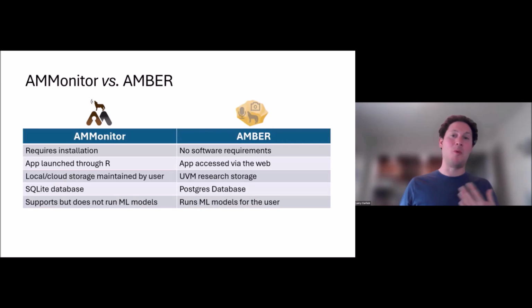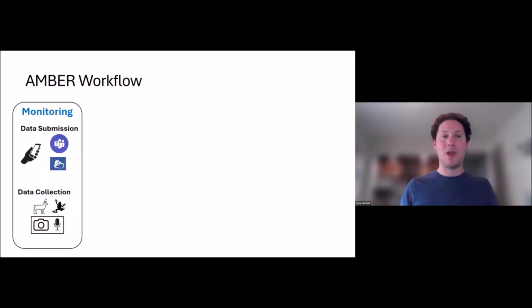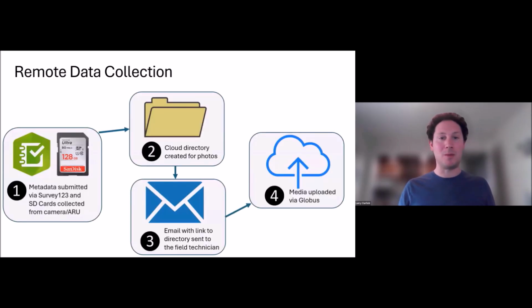And so with that overview of some of the differentiation between Amber and AMMonitor, I'm going to tell you a little bit more about the Amber workflow and how we process data from start to finish, from the field all the way to the file system. It begins with a monitoring partner deploying a trail camera or an ARU, an acoustic recording unit, in the forest. We've been using a field-based mobile app called Survey123, which is a product of Esri, in order to collect metadata while people are actually out in the field. That is the best time to start collecting data, while this equipment is being deployed.